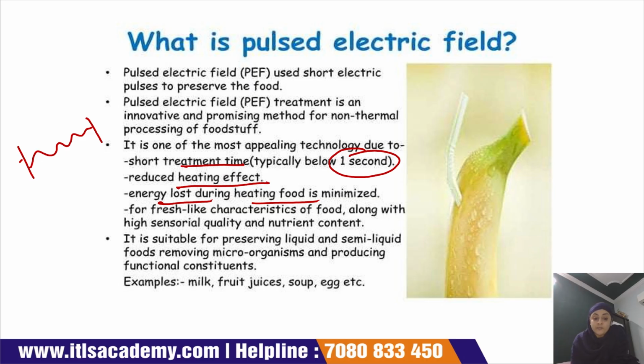Energy loss is also minimized, and in the case of fresh food, it retains the characteristics of food along with high sensory quality and nutrient content. It is suitable for preserving liquid food and semi-liquid food so that the microorganisms are killed and a functional constituent is produced, like milk, fruit juices, soup, egg, etc.